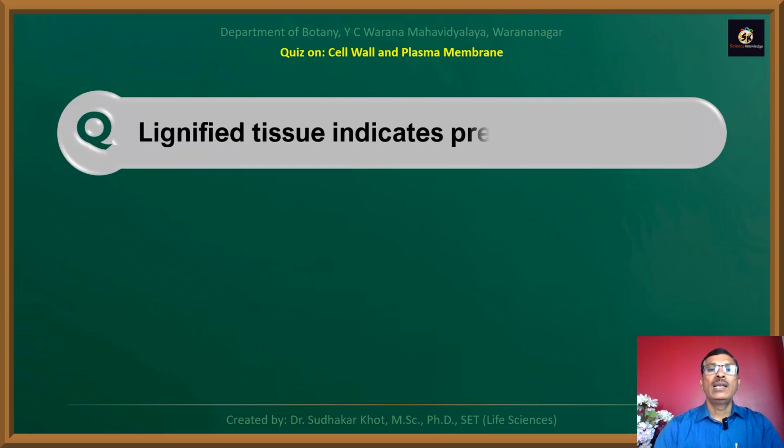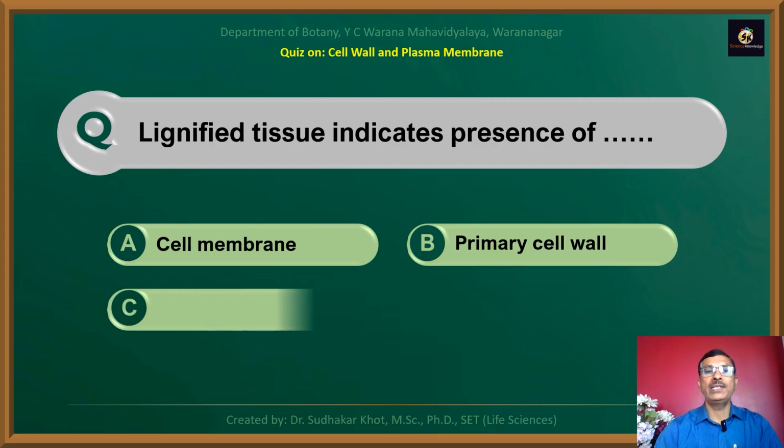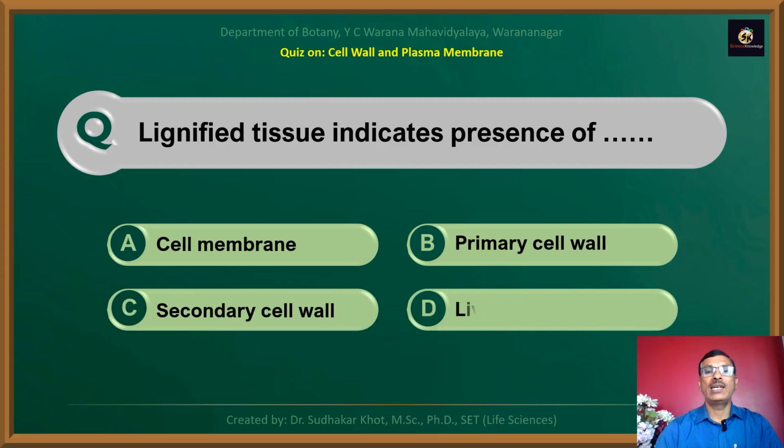Next question. Lignified tissue indicates presence of dash dash. A. cell membrane, B. primary cell wall, C. secondary cell wall and D. living cells. What is indicated by lignified tissue? Lignified tissue indicates secondary cell wall. The primary cell wall is made up of cellulose, whereas secondary cell wall includes lignified cells as well as cellulose and hemicellulose. It provides additional strength and therefore such cells work as mechanical cells.